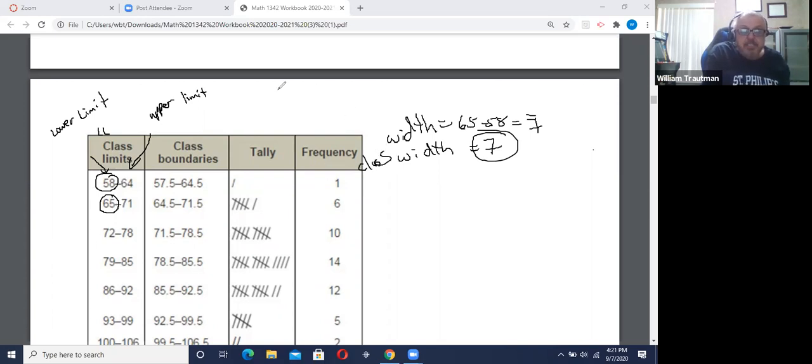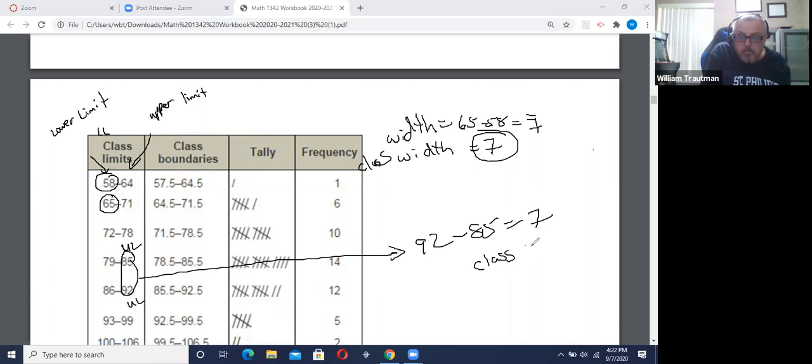It also says in the instructions, subtract successive upper class limits. Subtract these two. This is an upper limit, and this is an upper limit, two successive upper limits. 92 minus 85 equals 7. That's our class width. So you can subtract any two successive lower limits or any two successive upper limits.